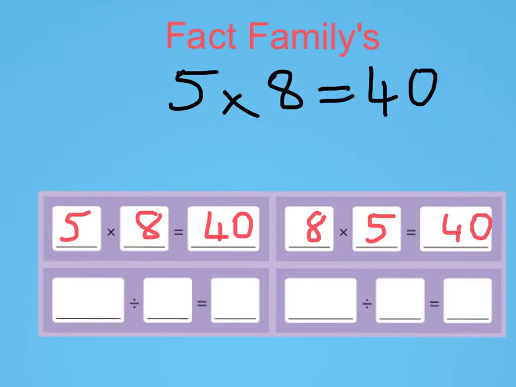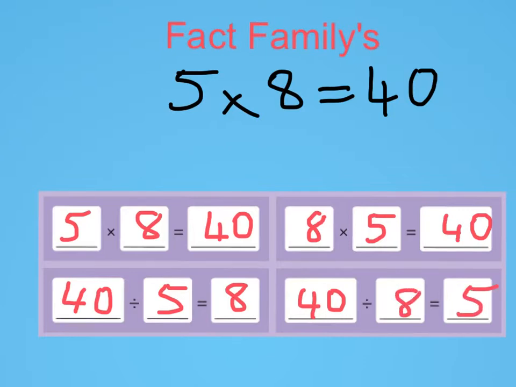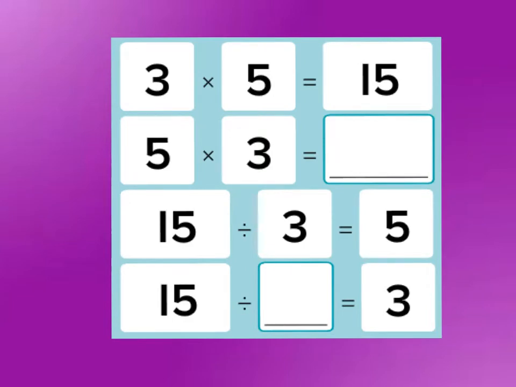Now let's do the division. So I need to start with the total for division. So I start with 40. 40 divided by 5 equals 8. 40 divided by 8 equals 5. These 4 facts are called a fact family because they are all related. Let's have a go at this fact family.